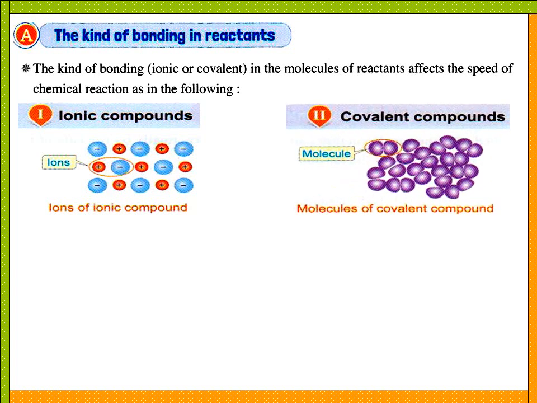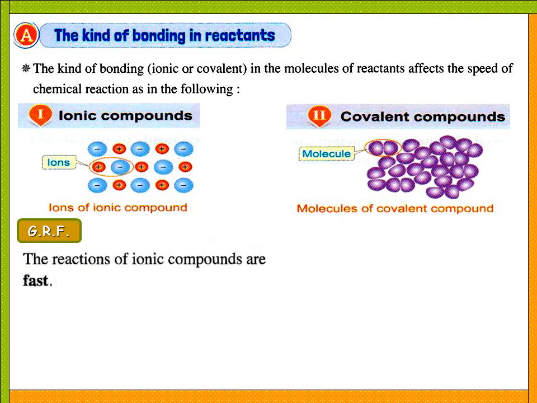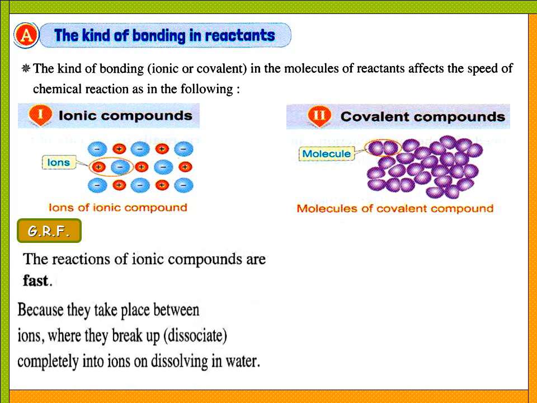But if we have the covalent compound, molecules of covalent, we have the molecule of sugar and it's a huge size. Also we have the molecule of water, so the reaction will be between two large molecules, so the reaction will take a long time, and the reaction will be between molecules and will be slow. So we give the reason here that the reactions of ionic compounds are fast, but the reactions of covalent compounds are slow.